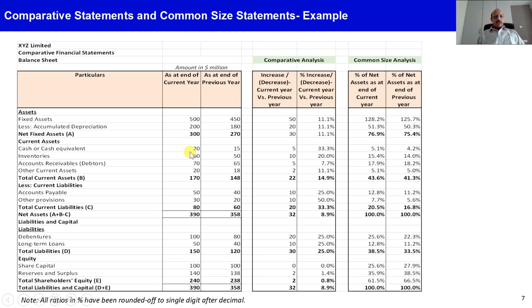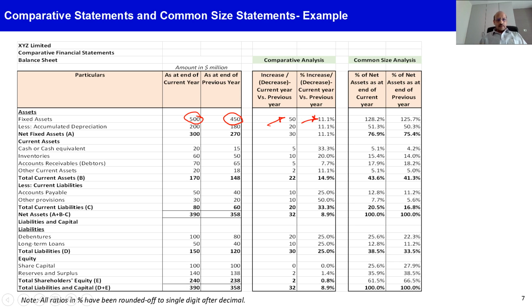Now let's understand the balance sheet. Here on the left-hand side, this is a typical balance sheet of XYZ Limited as an example. In comparative analysis, we just look at the change between the current year and the previous year. For example, fixed assets were 450 in the previous year and 500 in the current year. So it has increased by 50, and in percentage terms, it has increased by 11%.